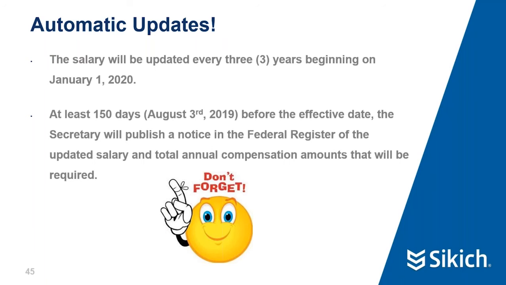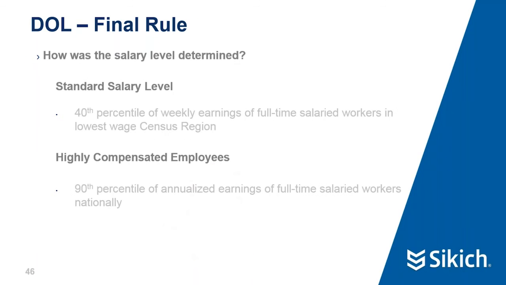So we talked about automatic updates. The salary will update every 3 years beginning on January 1st of 2020. At least 150 days before the effective date, which in this case would be August 3rd, 2019, the Secretary will publish a notice in the Federal Register of the updated salary and the total annual compensation amount that will be required. In their eyes, the 150 days will give employers enough time to do a review and make that decision if they're going to bump it or if they're going to take some other steps, which we'll discuss later.